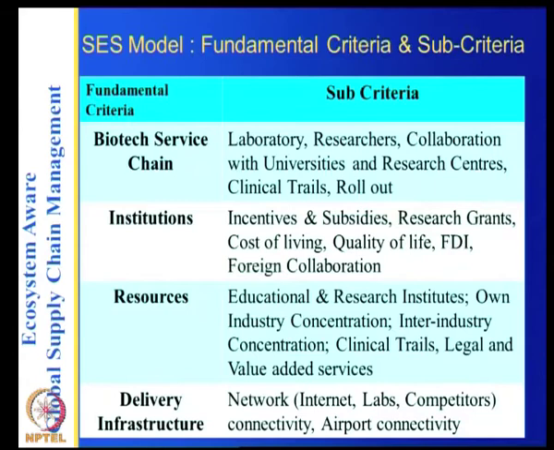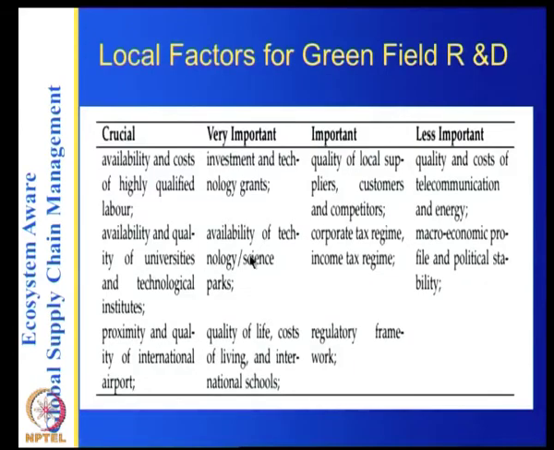And finally, add them up. So the local factors are greenfield. Supposing you are starting a greenfield for this one, what is crucial? Availability and cost of highly qualified labor. Availability and quality of universities and technological institutes. Proximity and quality of an international airport. People say these are crucial.